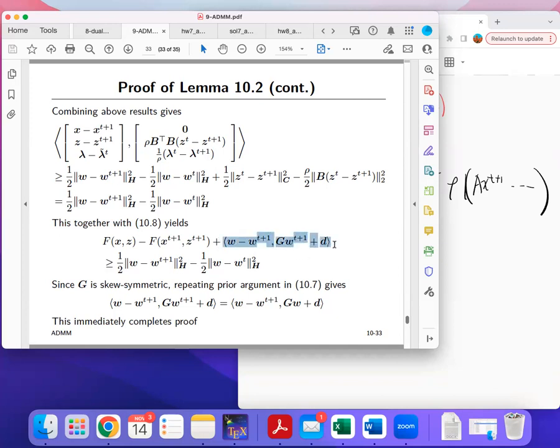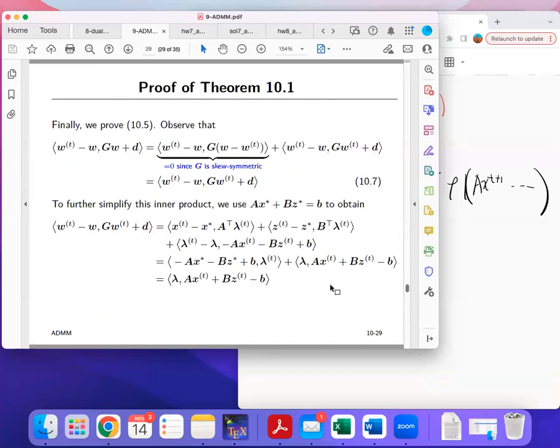And moreover, this term equals, by replacing omega t plus 1 by the same omega, because of the definition of that G matrix, repeating the prior argument in 10.7. This is 10.7. 10.7 shows that you can make these two the same because this G is skew symmetric.